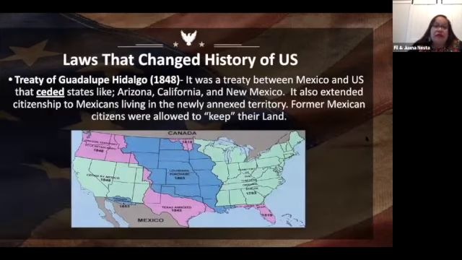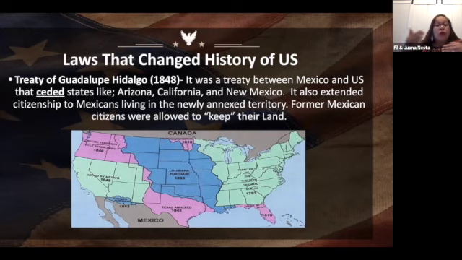And so the first thing we need to know is that in 1848, so this is happening simultaneously as when the gold rush was happening, the Treaty of Guadalupe was signed. It was a treaty between Mexico and the US that ceded states like Arizona, California, and New Mexico, and it extended citizens to Mexicans living in the newly annexed territory. Former Mexican citizens were allowed to keep, quote unquote, their land. And that isn't necessarily what happened. Here we saw that they were promised many things and those things didn't happen.